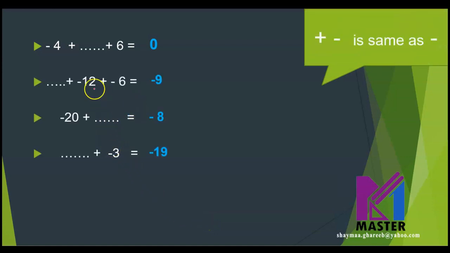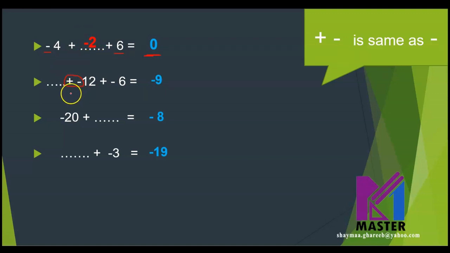So always remember that we change the plus negative into a subtraction sign. -4 plus what number, plus 6, gives 0? I will do these two numbers together first. -4 plus 6 gives 2. So 2 plus what gives 0? 2 plus -2. Is this clear?